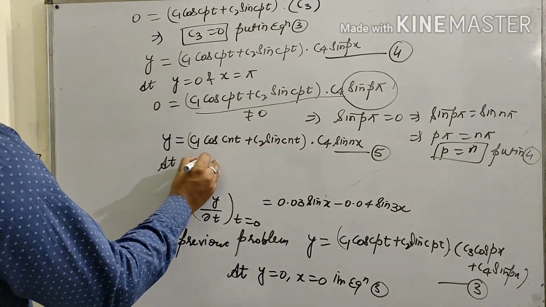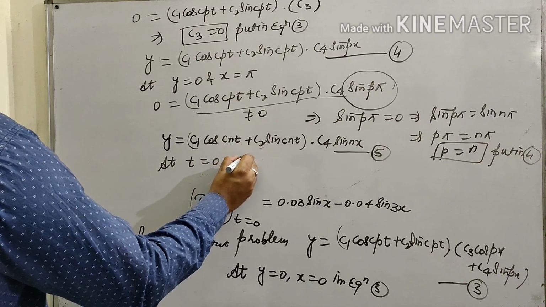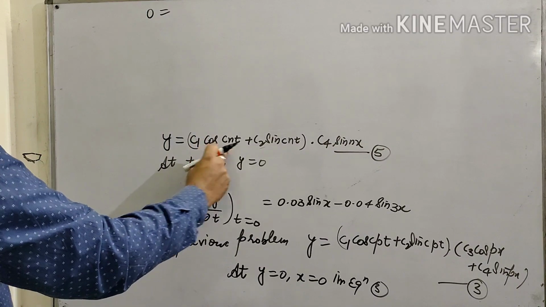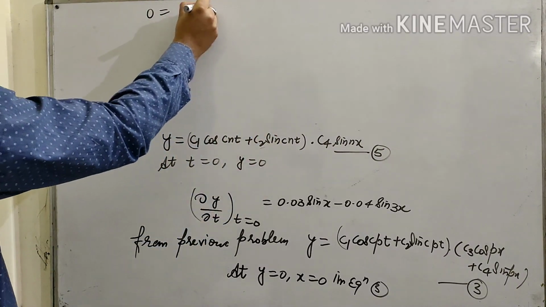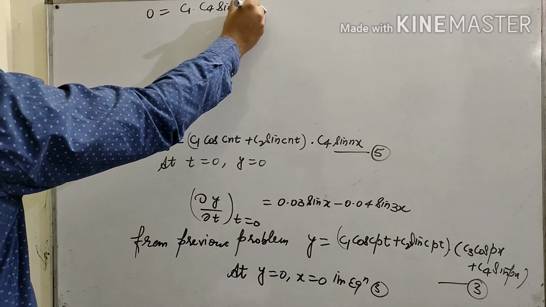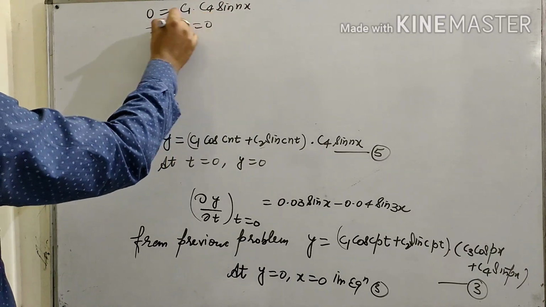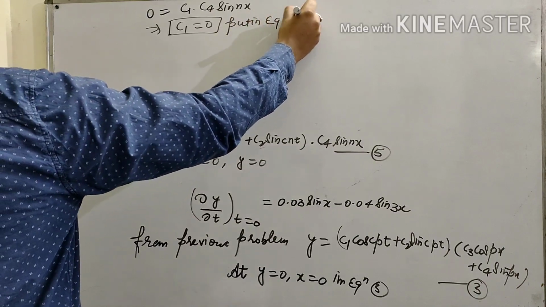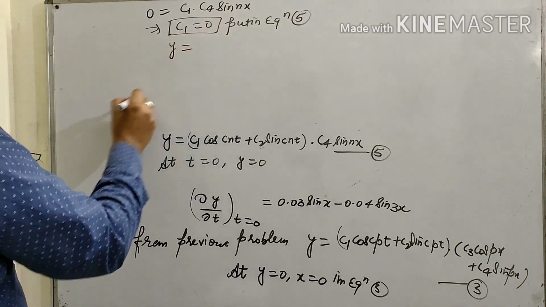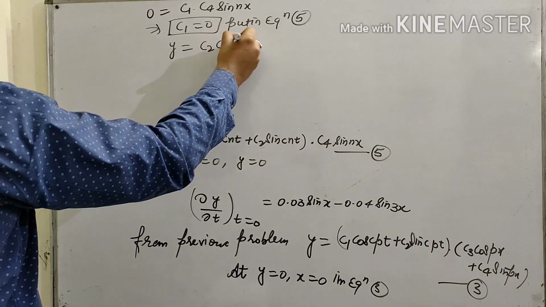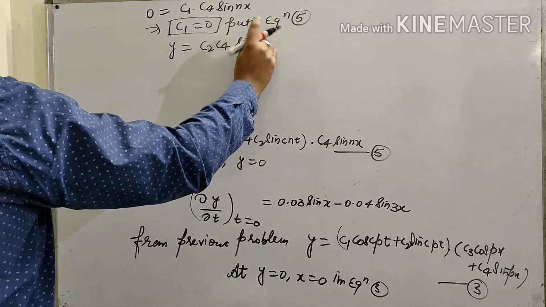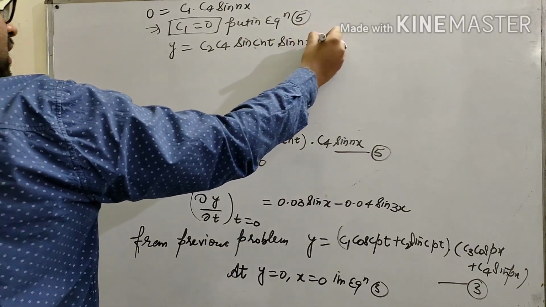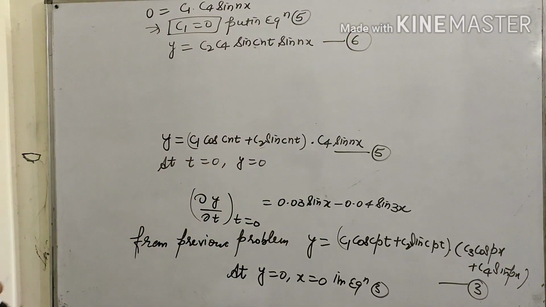Now at t equals 0, y equals 0. 0 is equal to (c1 cos 0 plus c2 sin 0) that is c1, into c4 sin nx. So from here c1 is equal to 0. Put in equation number 5. We get y equals c2 c4 sin cnt into sin nx. This is equation number 6.